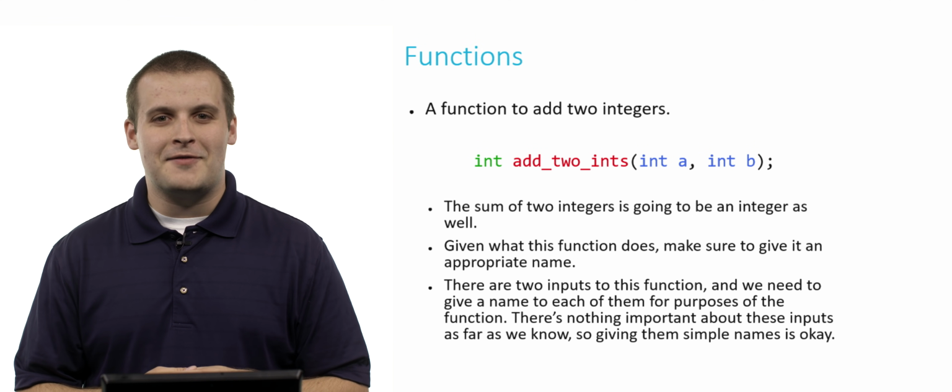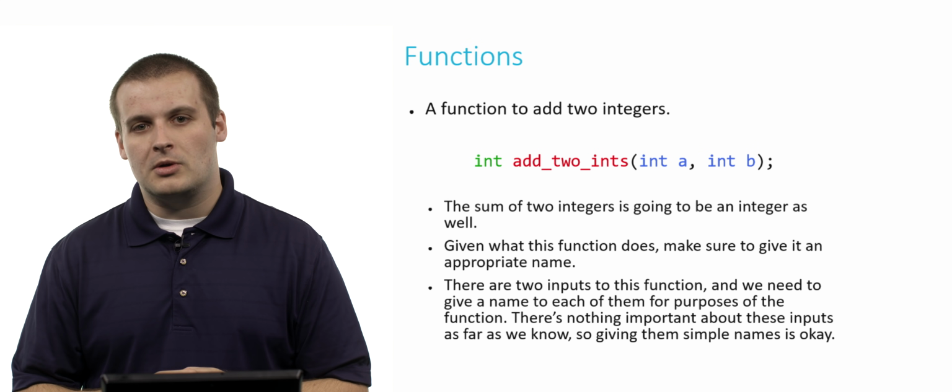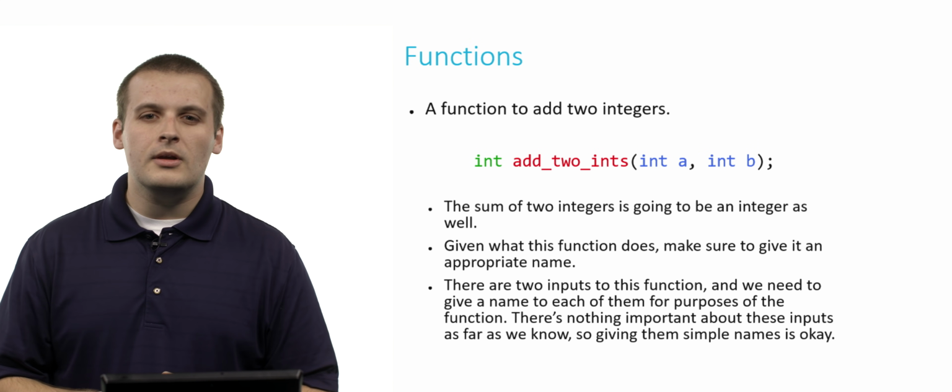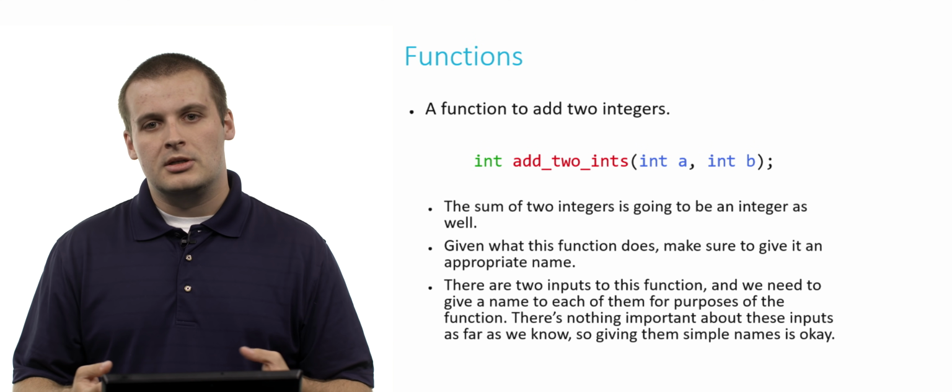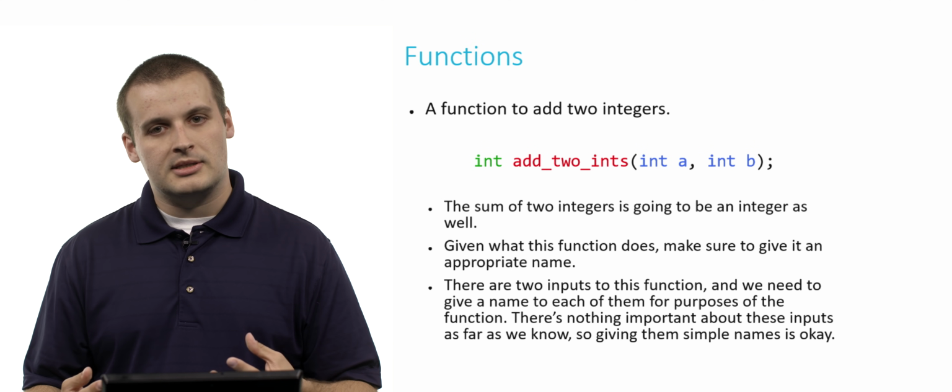But let's just say, for the sake of argument, that this function is useful, and so we'll call it add 2 ints. Lastly, this function takes 2 inputs, each of which is an integer. So we have this comma-separated list of inputs.